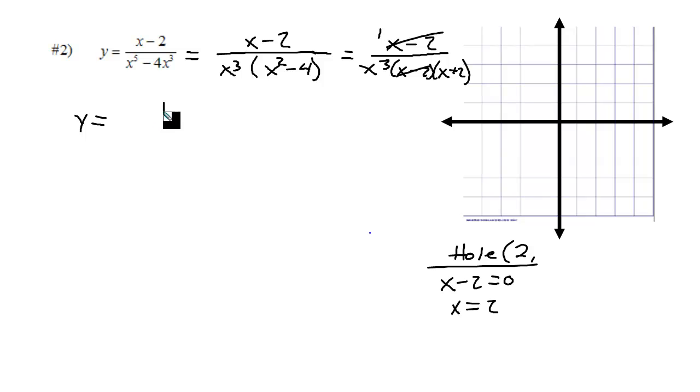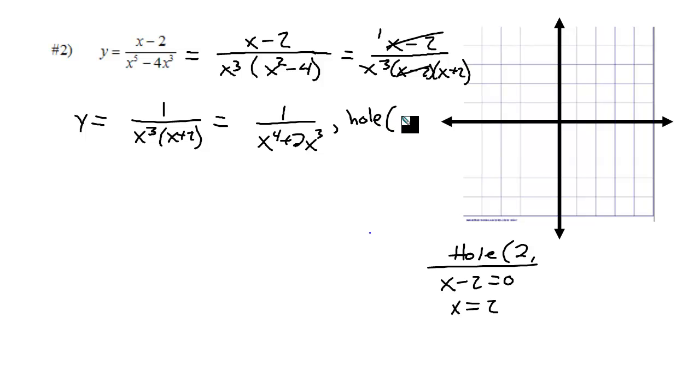What's left of our equation is y equals 1 over x cubed times the sum of x and 2. This does not resemble a parent in any way, shape, or form. I'm going to go ahead and distribute the x cubed. So it's 1 over x to the 4th plus 2x cubed. Plus there's a hole at 2 something. Figure out what that something is. You take what's left of this equation and replace the x's with 2's.